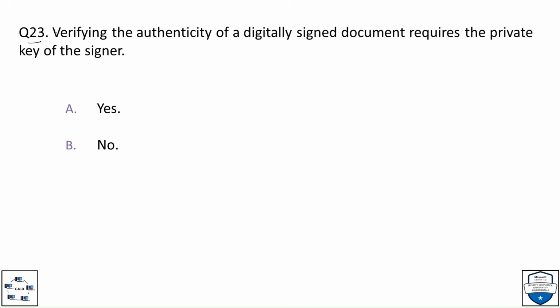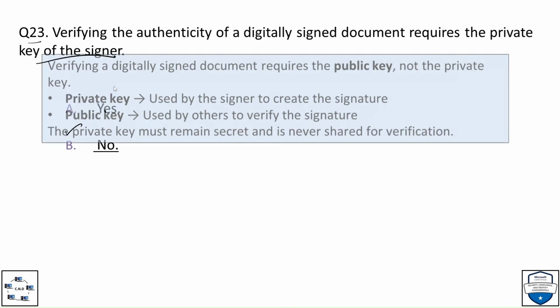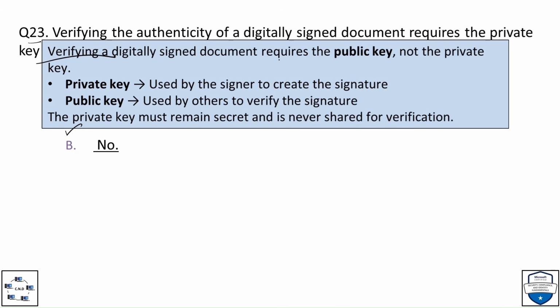Question number 23. Verifying the authenticity of a digitally signed document requires the private key of the signer. And the options are again option A, yes, and option B, no. And the correct option is no. Why is that? Verifying a digitally signed document requires the public key of the sender, not the private key.